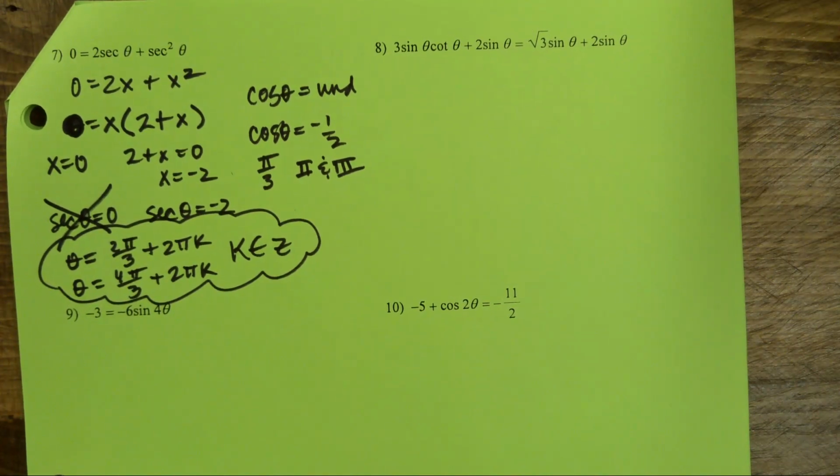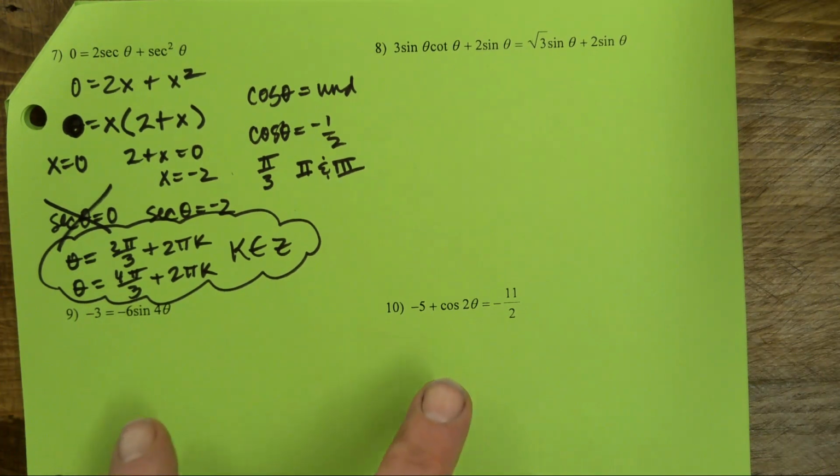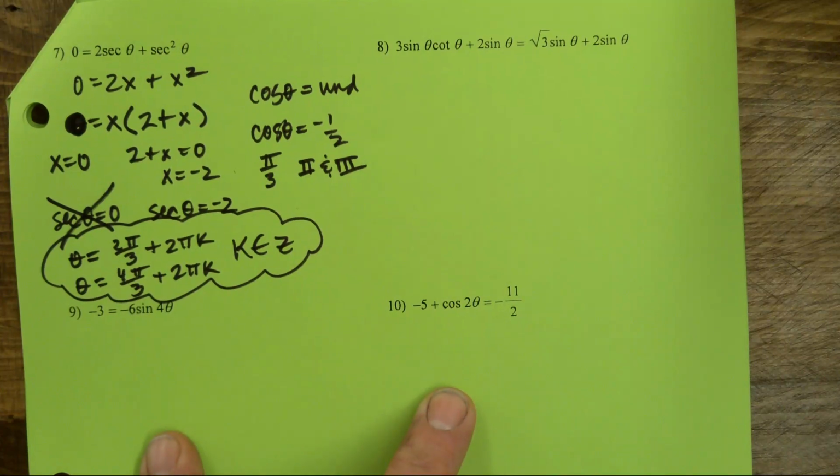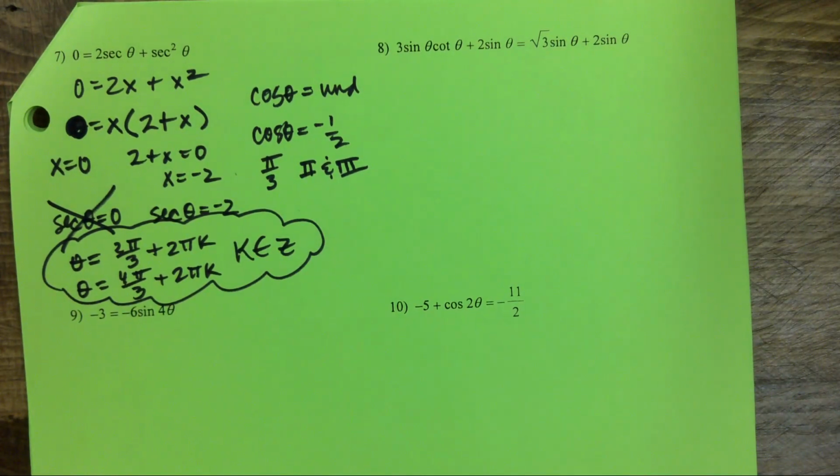I am going to skip 8 for now, not because it's not doable, but I want to address 9 and 10 in this limited time that we have left, okay? And then we can revisit something like 8 tomorrow. You just have to put in 2 variables and you solve for the 2 variables separately.